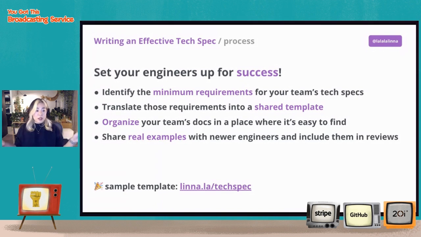So I just shared a ton of information, but to sum up everything, I made a sample template that you can share with your team. You can modify whatever you want, have at it. It is available at linna.law/techspec.